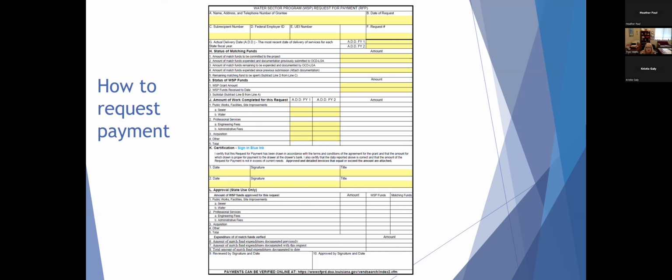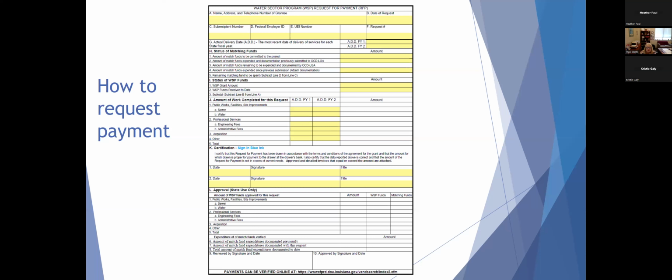Your actual delivery date is the latest date of any invoices that are included on this request for payment. For instance, if you had 2 invoices and one was dated September 30th and one was dated November 30th, you would put in ADD FY1 November 30th because that would be the latest date.